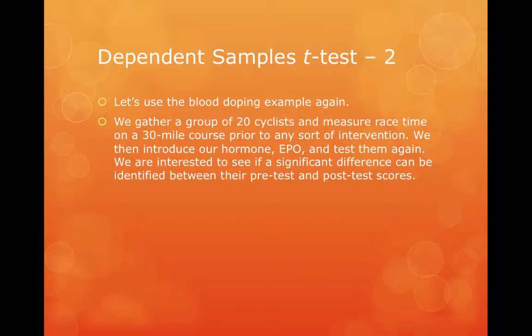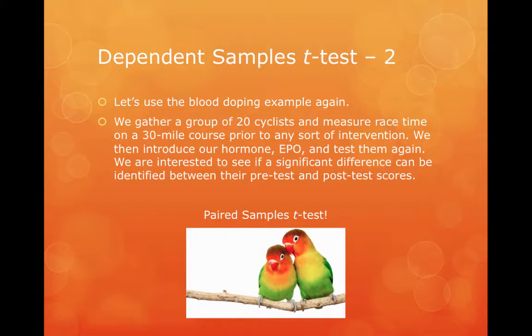So let's use the blood doping example again. But let's say we gather a group of 20 cyclists and measure race time on a 30-mile course prior to any sort of intervention. We then give all 20 cyclists EPO, the blood doping hormone, and then have them take a course again and then measure their time. And we're interested to see if a significant difference can be identified between their pre-test and post-test scores, before they had the EPO and after the EPO. Because then we'll be able to say whether or not that EPO really had a significant effect on their times. So we're going to conduct a paired samples t-test.